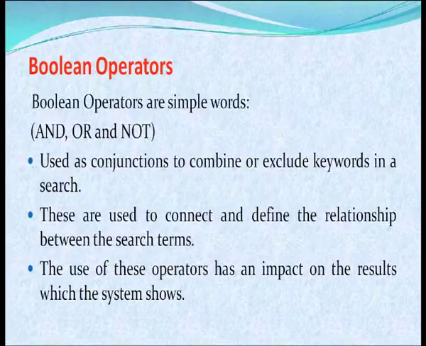Now we are coming to the Boolean operators. Boolean operators are simple words, AND, OR, NOT, used as conjunctions to combine or exclude keywords in a search. These are used to connect and define the relationship between the search terms. The use of these operators has an impact on the result which the system shows.